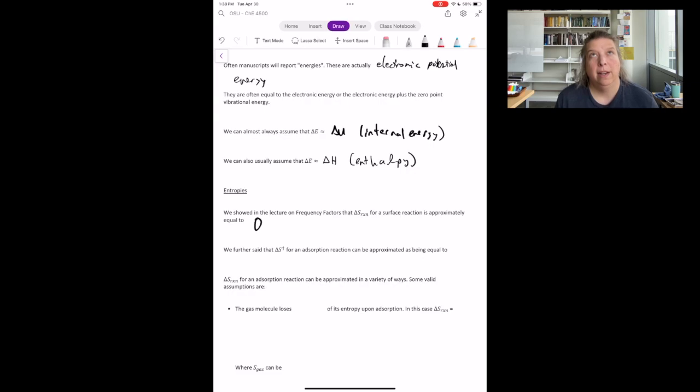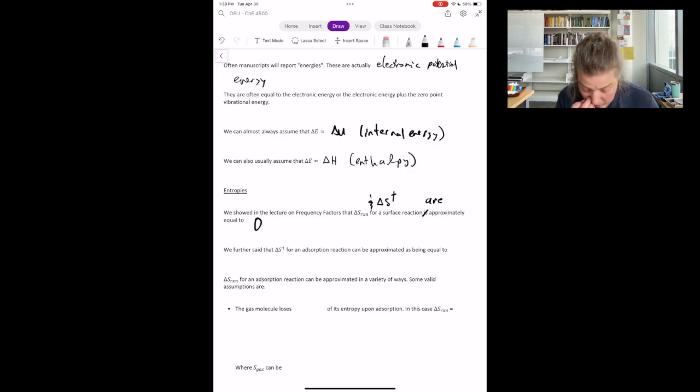We further said that the entropy of activation, or the activation entropy, which we denoted with this dagger symbol, if it's a surface reaction, then we would call that also equal to 0. So I should show that for frequency factors, delta S of reaction and delta S dagger are approximately equal to 0.